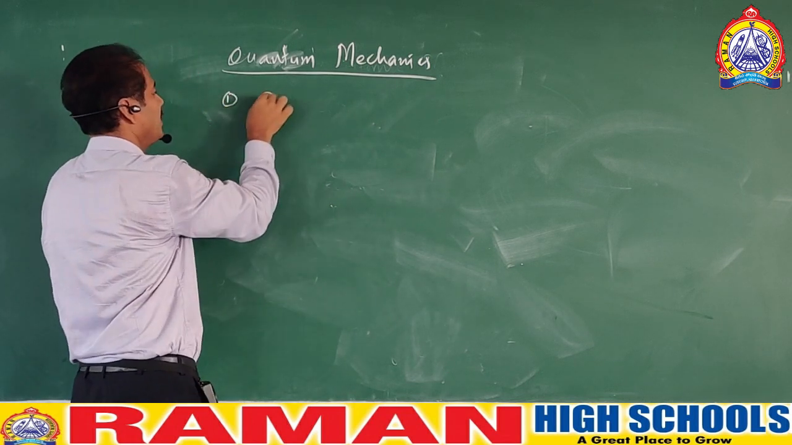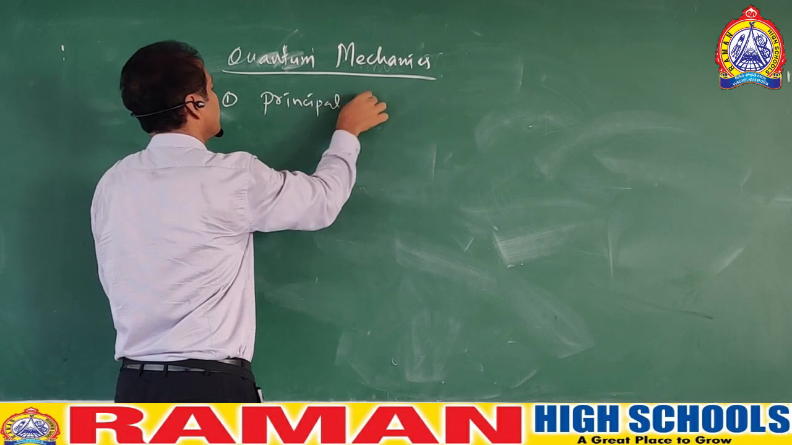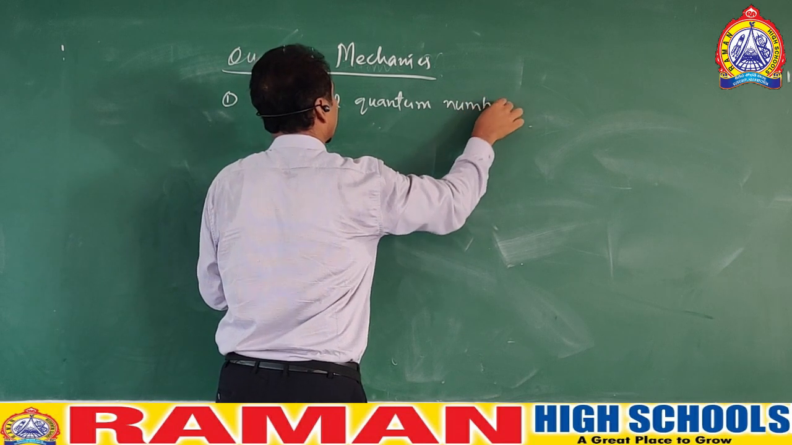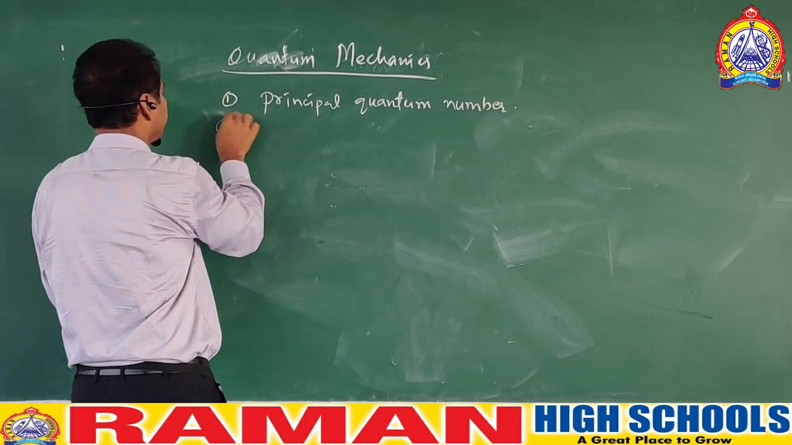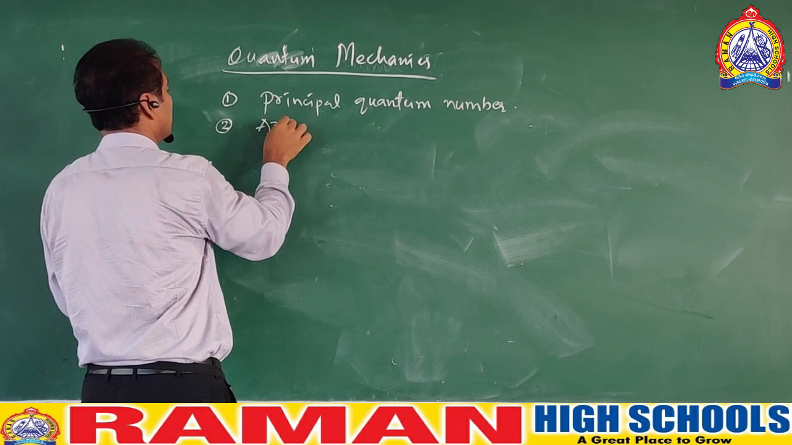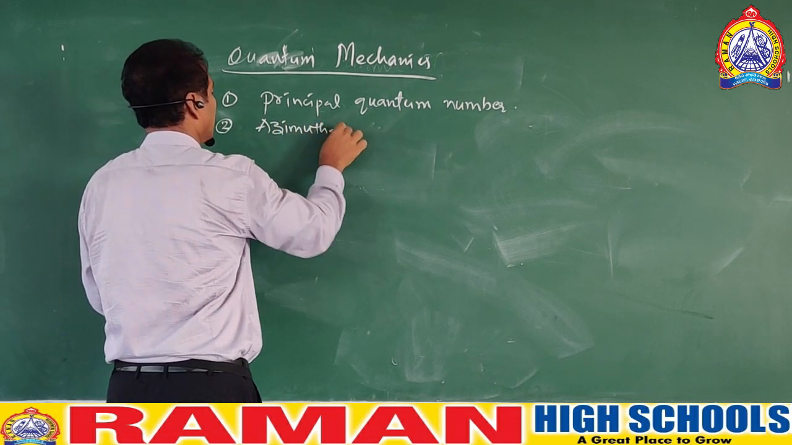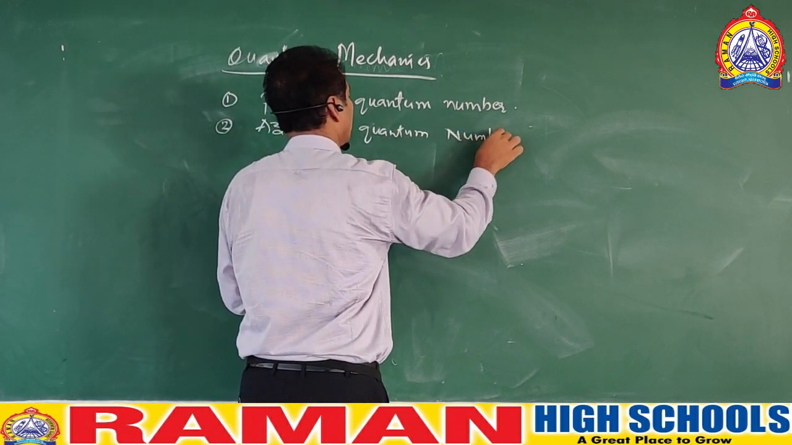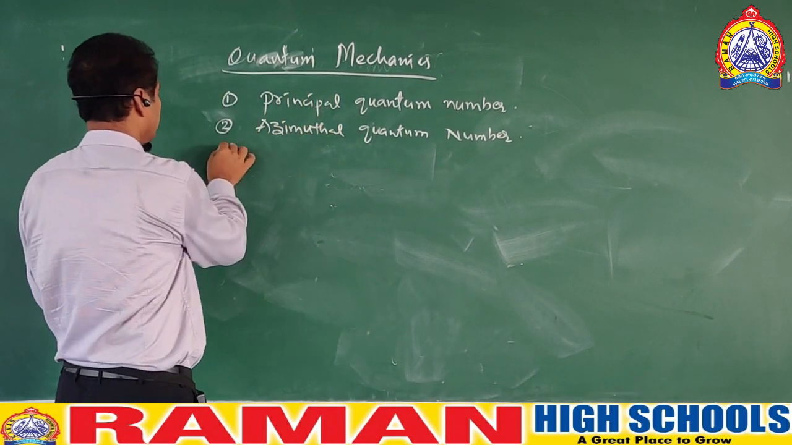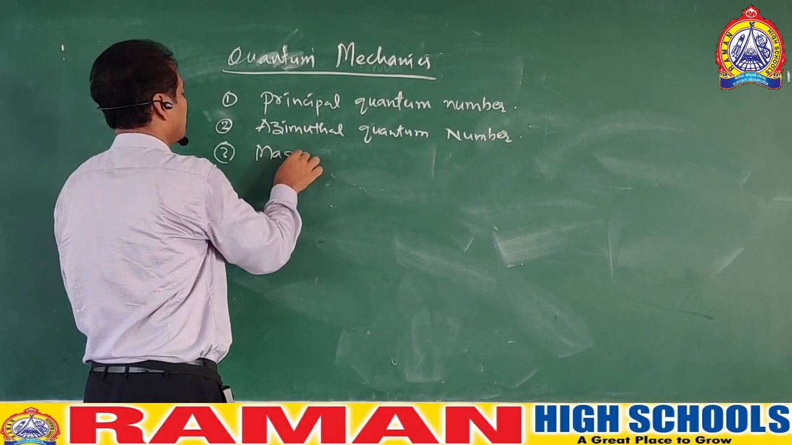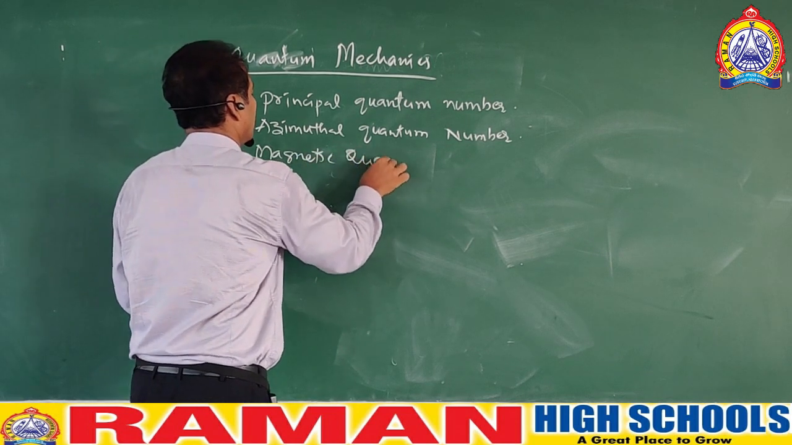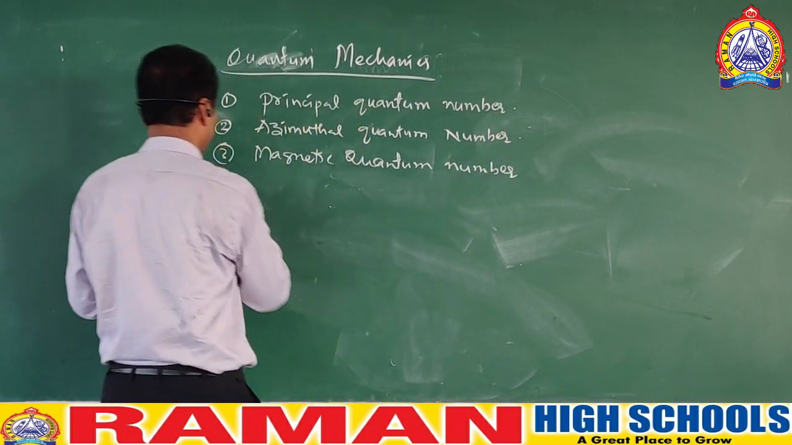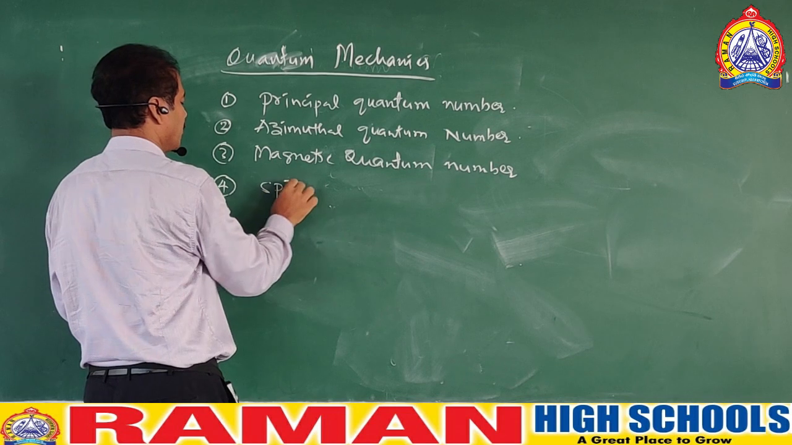First one is the principal quantum number. Second one is the azimuthal quantum number. Third is the magnetic quantum number. Fourth is the spin quantum number.